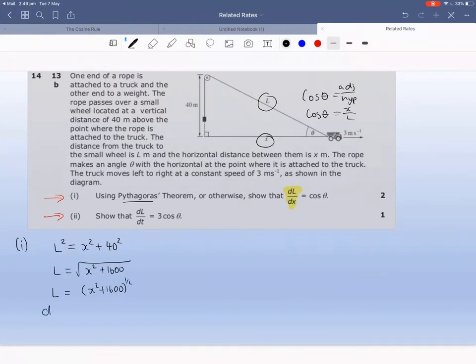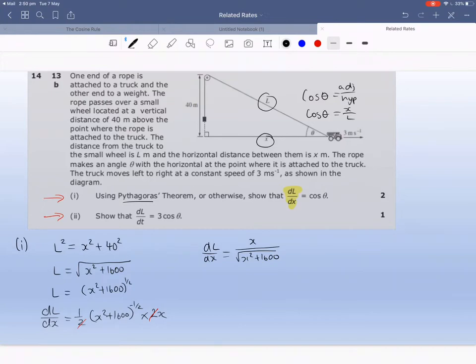Okay, now let's just differentiate it. dL/dx equals half. Bring the index, the power, up. The brackets always stay the same. Minus a half, because that's minus half. And then we have to multiply by the derivative of what's in the brackets, so that's just 2x. And in this case, we can cancel that out. And we get dL/dx is equal to x at the top, and the square root of x squared plus 1600 at the bottom.